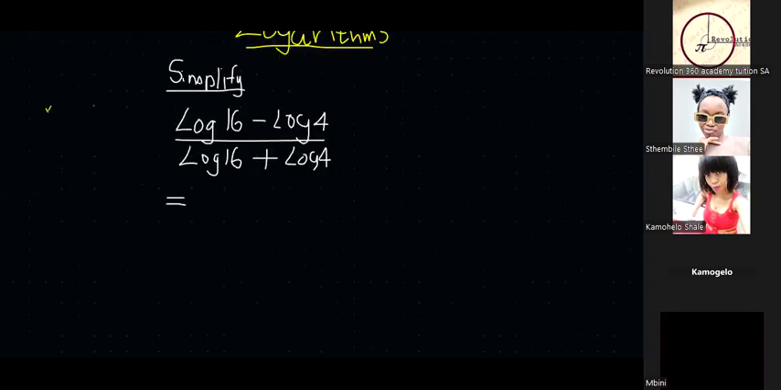So as I was saying, they will just give you log 16 minus log 4 divided by log 16 plus log 4. The first thing that you'll do, you'll change 16, writing it with the base of 2. You change everything: 16 with the base of 2, 16 with the base of 2, 4 with the base of 2, as well as 4 with the base of 2.